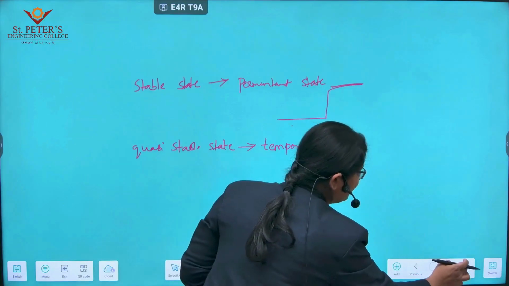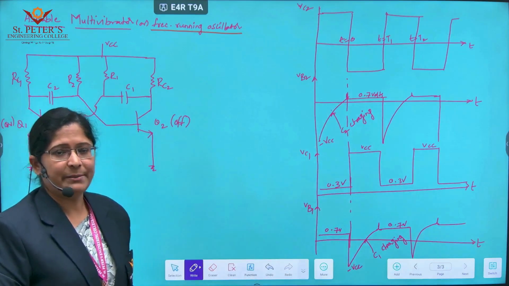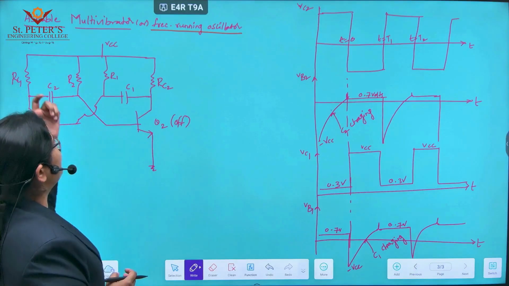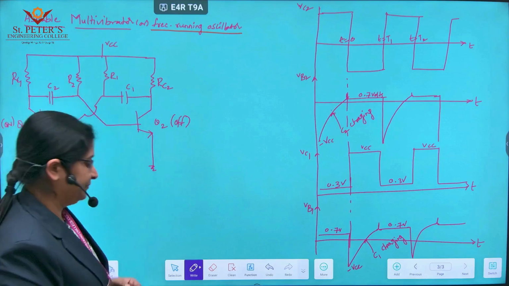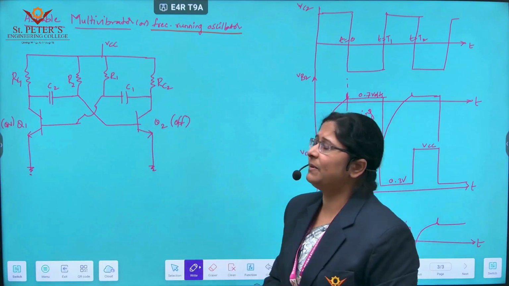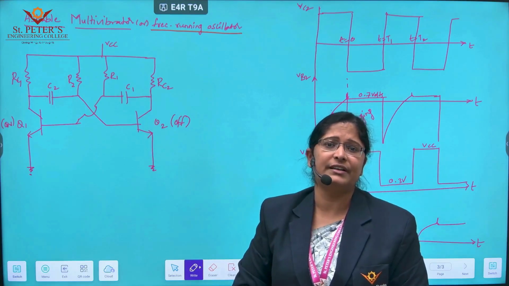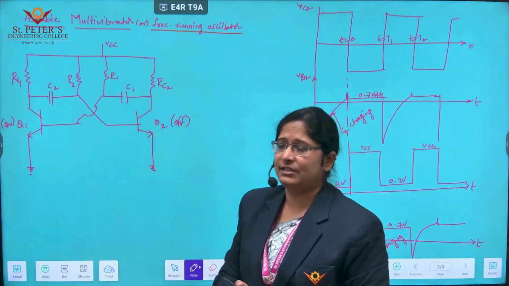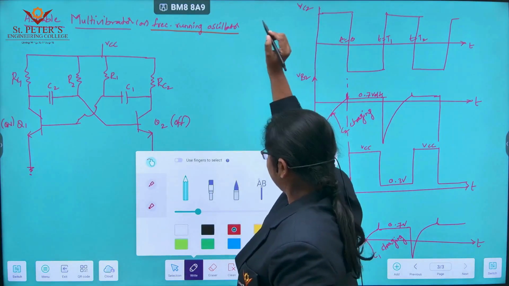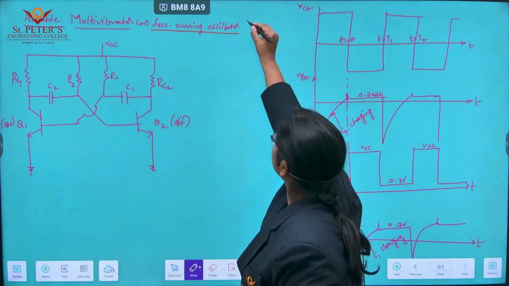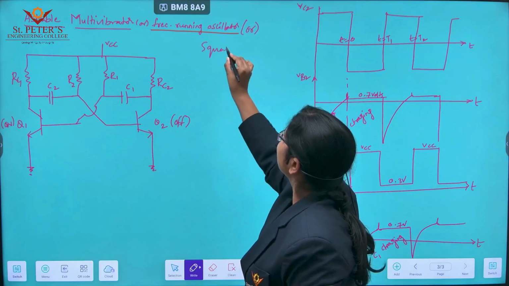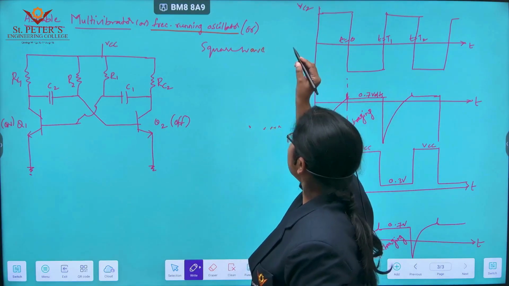Now we will move to one of the multivibrator circuits and see how it produces the output waveform. I'm taking the astable multivibrator here. As I said, it is also called a free running oscillator or square wave generator.